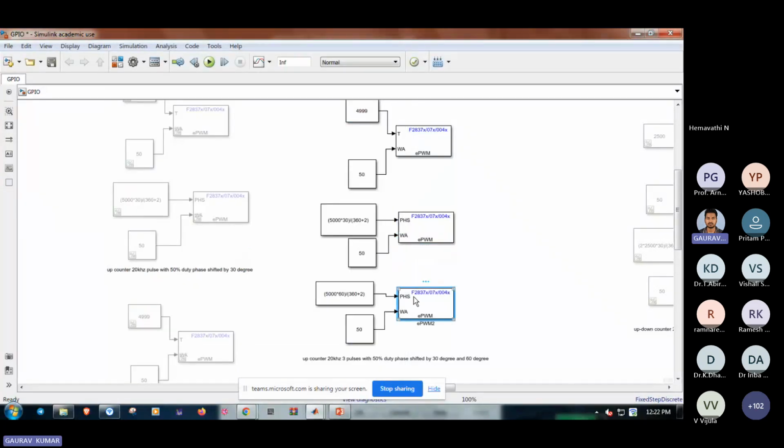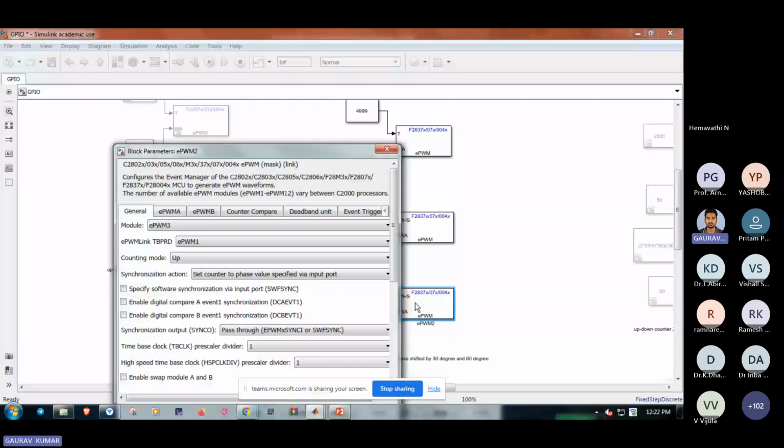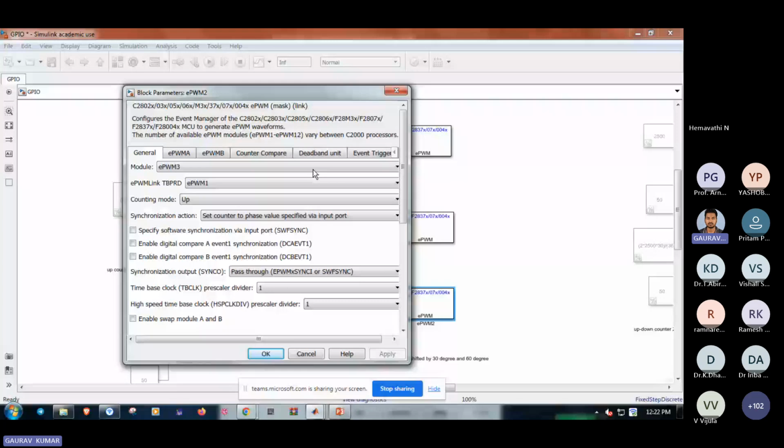Similarly for EPWM2, if you see, I have linked the EPWM link with EPWM1. Okay, so when we go for the slave module, we have to link it with the previous, we have to link it with the master module. Okay, when we go for the one-time phase shift, when we go for the two-time phase shift, when you want to create the 3 or 4 phase shifted signal, you have to link with the master unit.